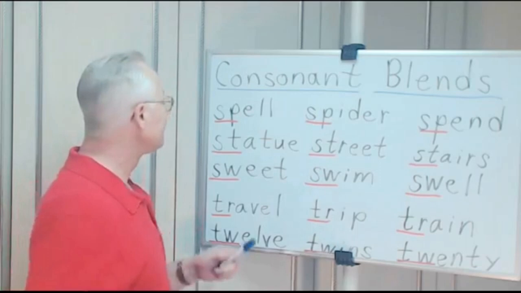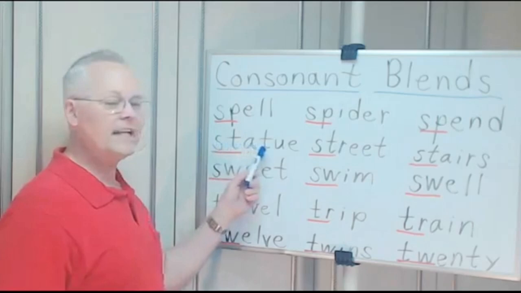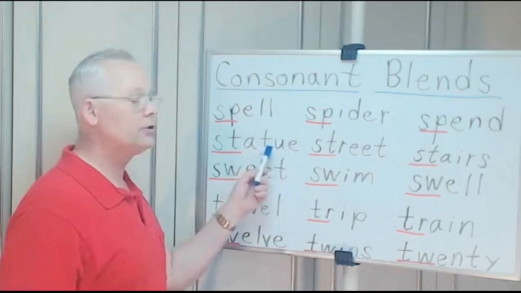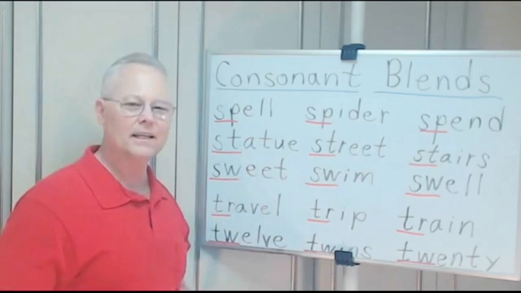ST. St. We have statue. Statue. St. A. Chew. Statue. Now, this sounds like tew, right? But we don't say statue. It comes out sounding like statue. It ends up with sort of a CH sound, right? Typically, that's how you're going to hear it.